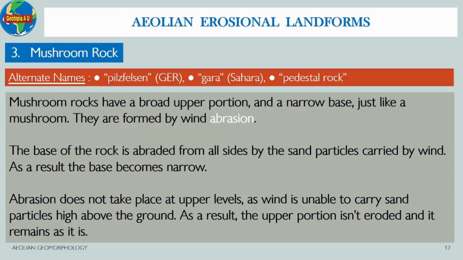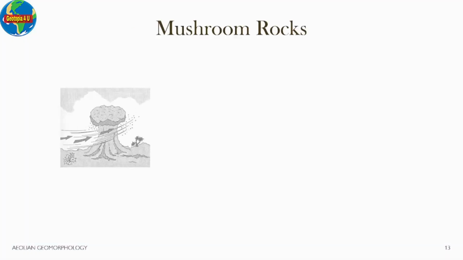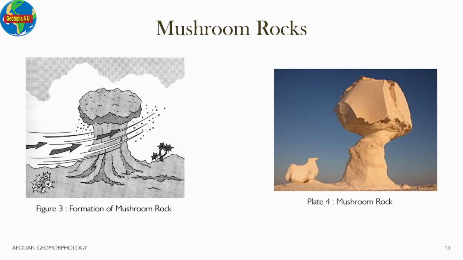Abrasion does not take place at upper levels as wind is unable to carry sand particles high above the ground. As a result, the upper portion is not eroded and it remains as it is. In this slide, you can notice the formation of mushroom rocks.